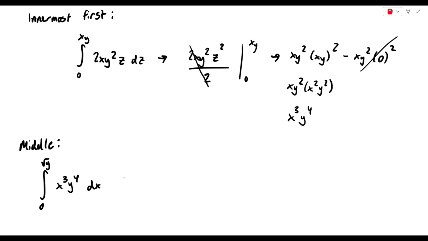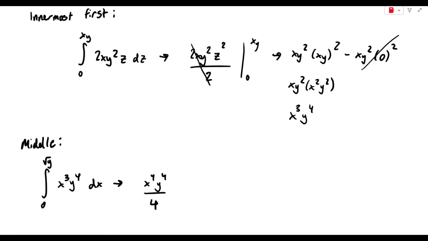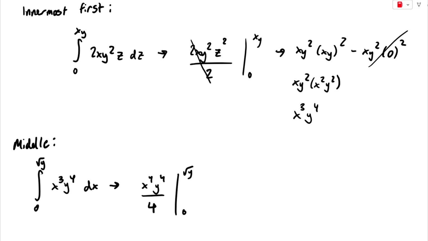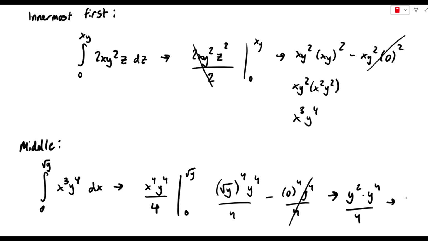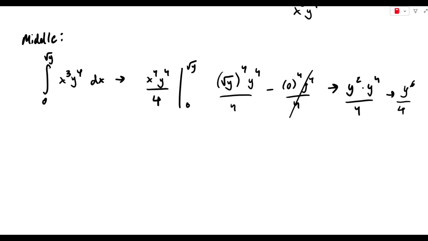Treating y as a constant, we now get x to the fourth over 4 times y to the fourth. Then we evaluate it on the limits, from 0 to the square root of y. So now we get the square root of y to the fourth times y to the fourth over 4 minus 0. This becomes y squared times y to the fourth over 4, which is y to the sixth over 4.